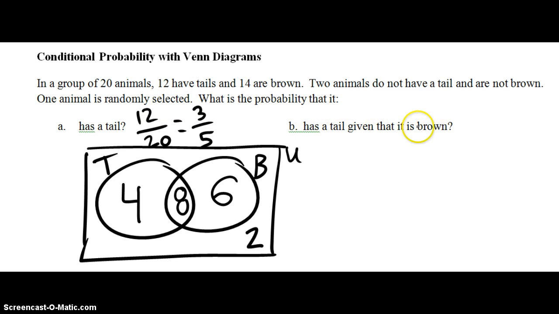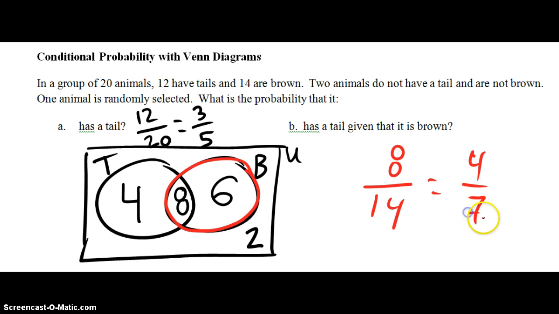Has a tail, given that it's brown. Again, if we're talking about just the browns, it has to be within this. So given that it's brown, it has a tail. Well, here are the ones that have a tail of the ones that are brown. So 8 have a tail. How many are brown? 14. So again, we can simplify that: 4 over 7. All right?